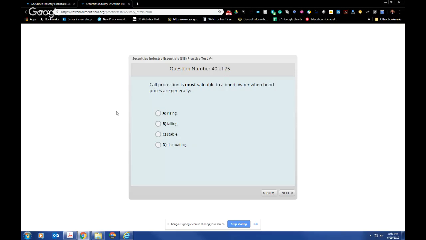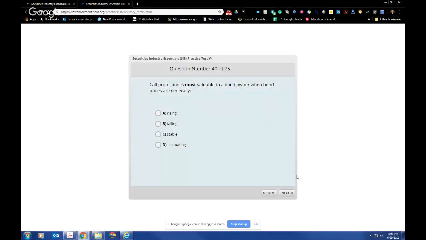Okay. Call protection is most valuable to a bondholder when bond prices are generally... Now, it's when rates are going down. When rates are going down, prices are going up. So when rates are going down is when the issuer would call the bond. So rates going down means prices are rising.